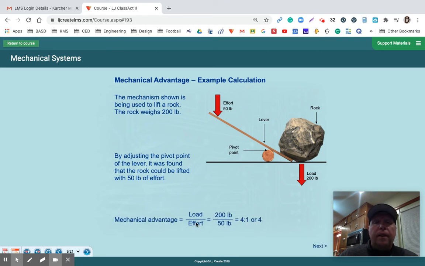So mechanical advantage here is load over effort. You're going to take the weight of the load, put it over 50, with a ratio of 4-to-1, or 4. So you would take 200, divide by 50, a simple calculation of 4. So the mechanical advantage of a 200-pound object using 50 pounds of effort, the application of this lever, is 4.